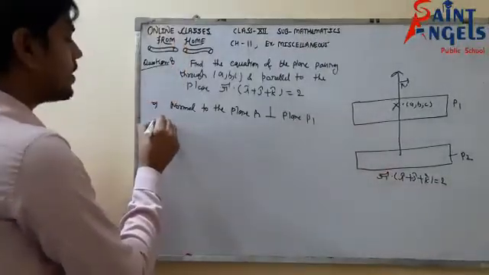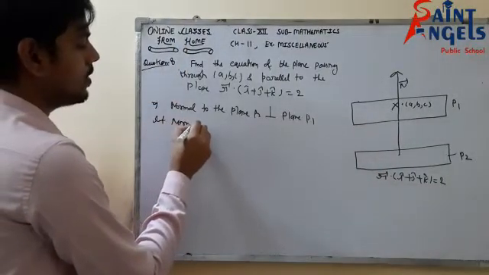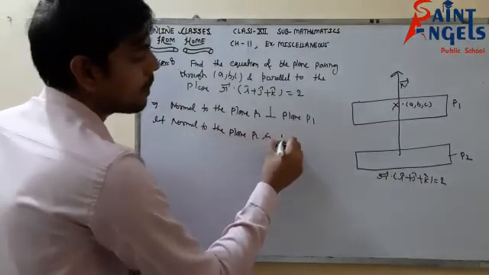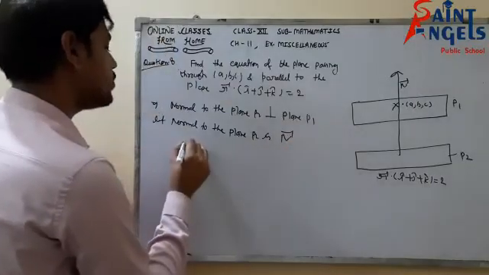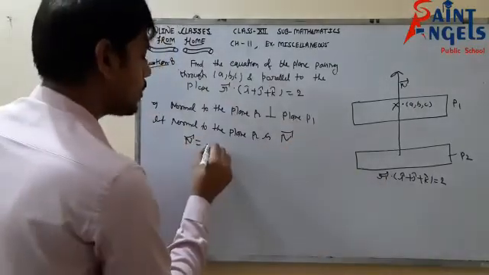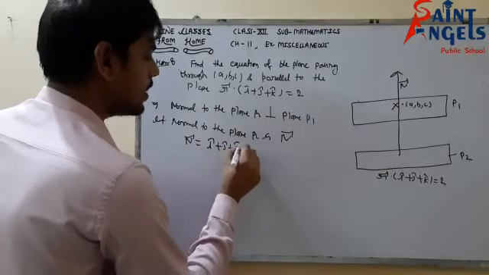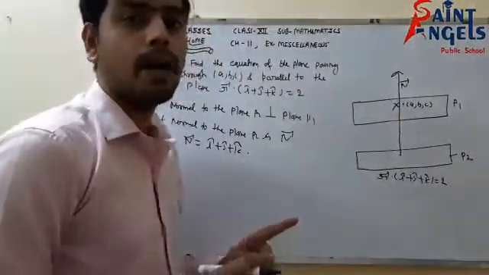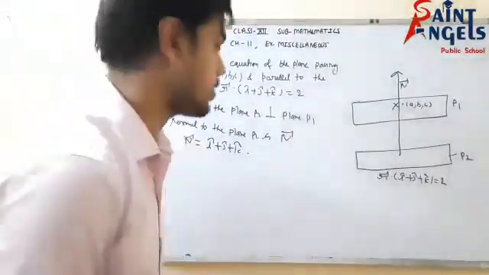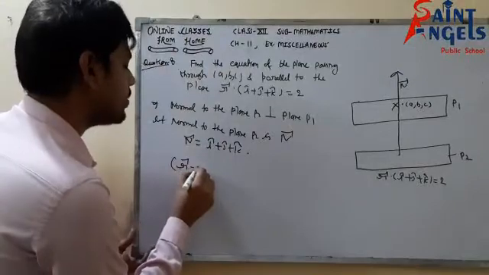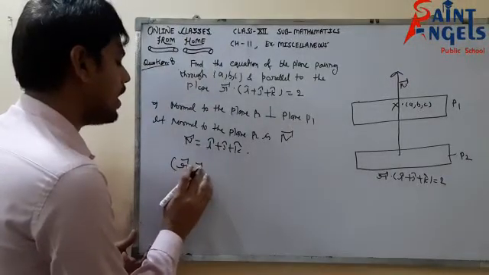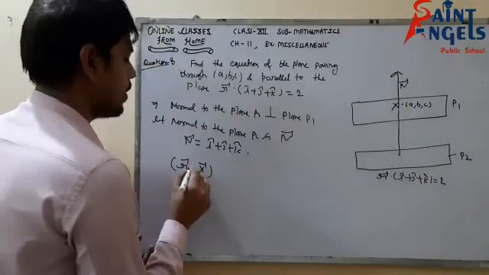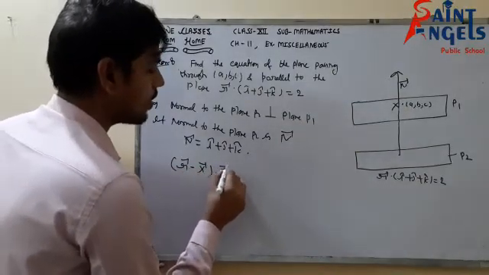So let the normal to the plane P2 be n vector. That equals i cap + j cap + k cap. Now we have to find the equation of plane P1. We know the equation of a plane passing through a point and perpendicular to a given vector is given by (r vector minus a vector) dot n vector. Here, let it be (r vector minus x vector) dot n vector equals 0.